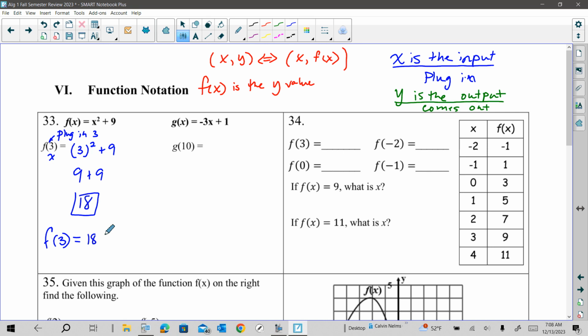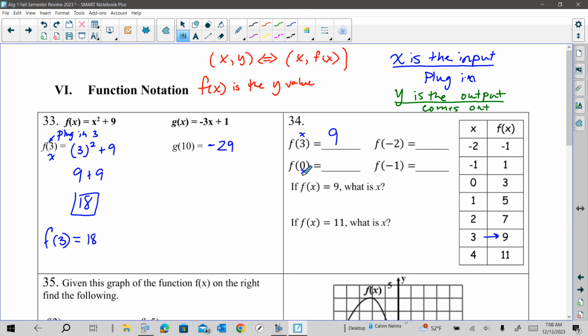You should end up with negative 29. Now we're going to find these values off the table. So remember, this is our x column and our f of x column. So if this is the x, what's inside the parentheses is the x, I go on the x column, find the 3, and see what it maps to. 3 maps to the 9. So f of 3 equals 9.